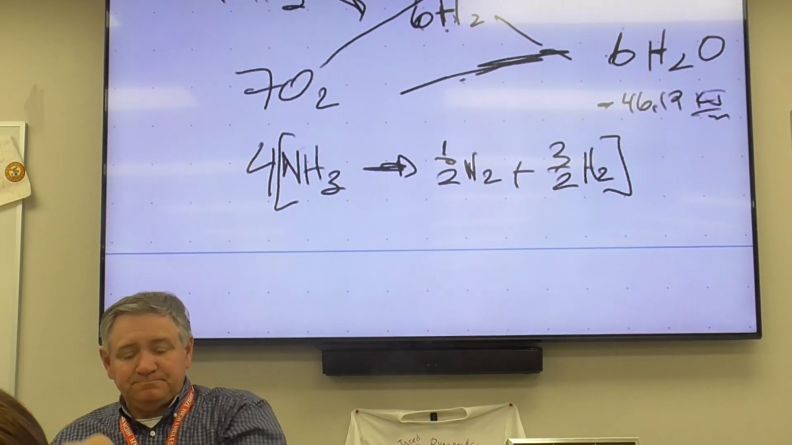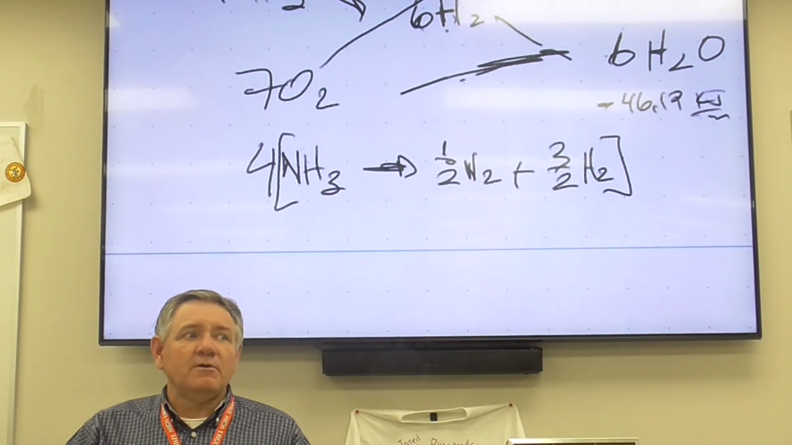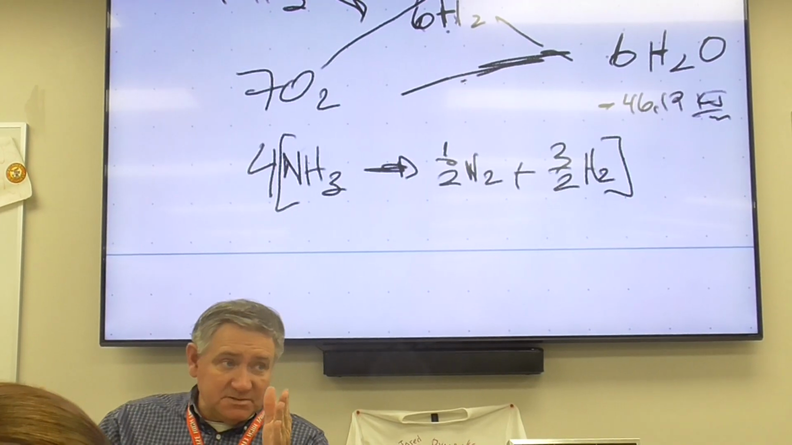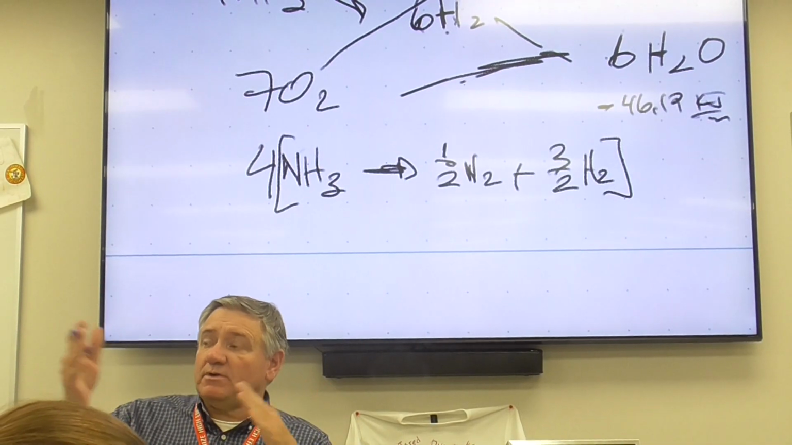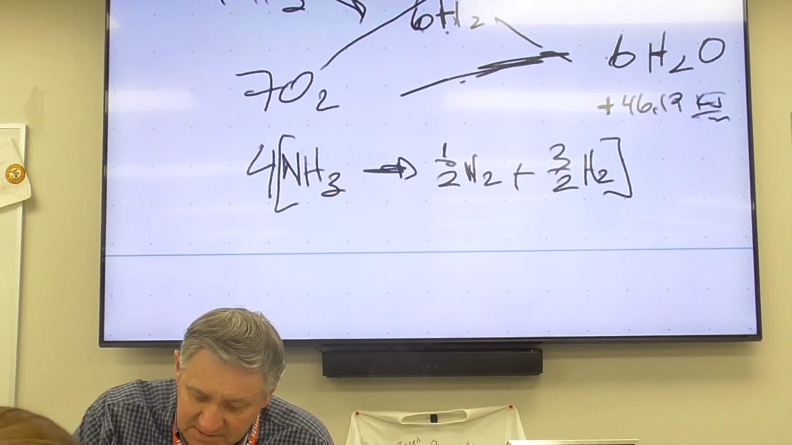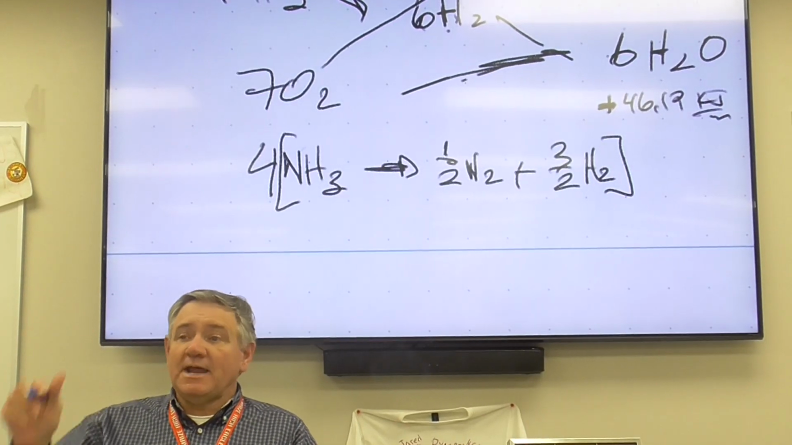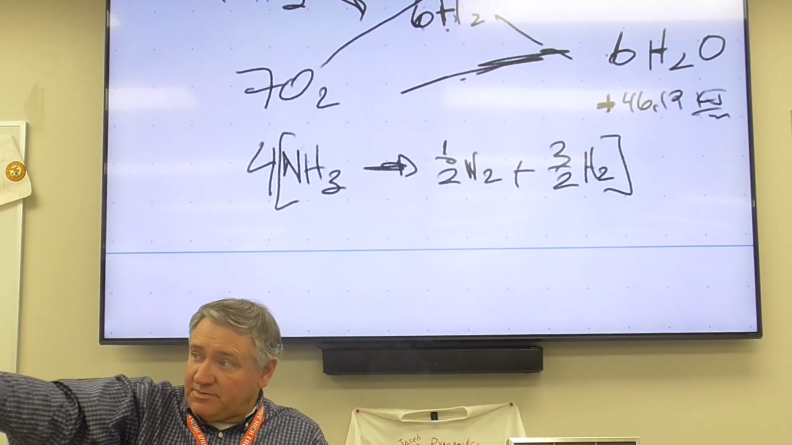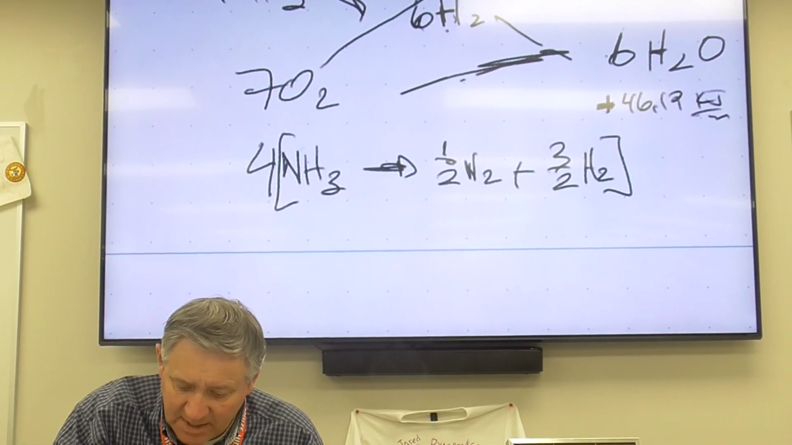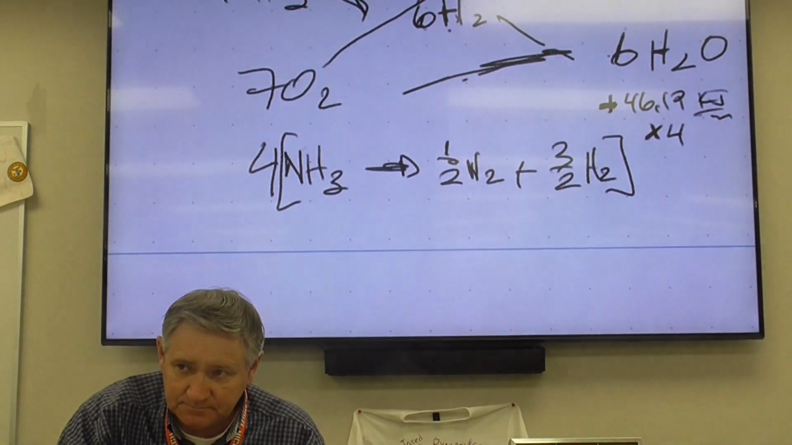Now, here's the trick. That's for the formation of ammonia from its elemental forms. That's not what we're doing. We're decomposing it. So if we decompose it, what are we going to do with the sign of the delta H? Make that positive. So that's going to become a positive value because we're decomposing the ammonia. Now, that's going to happen 4 times. So what do you think we're going to do with the 46.19? Multiply that by 4. So somebody take 46.19 times 4. And don't round this number. Give me all the digits.